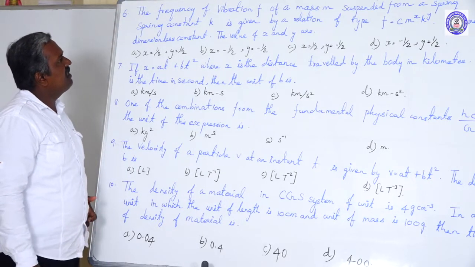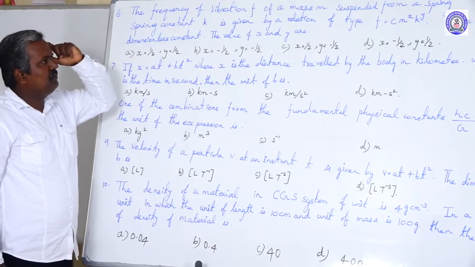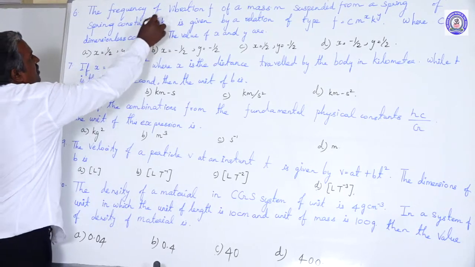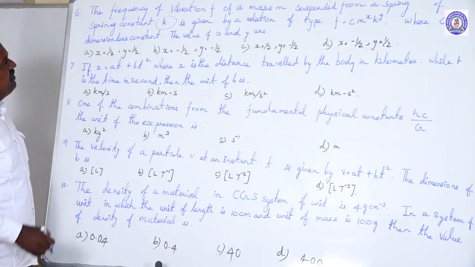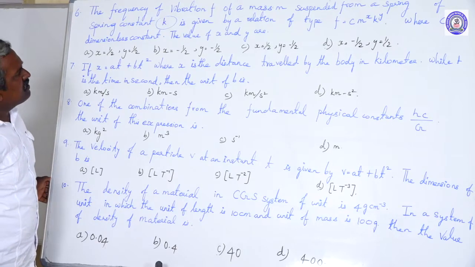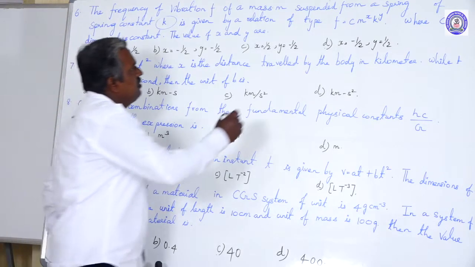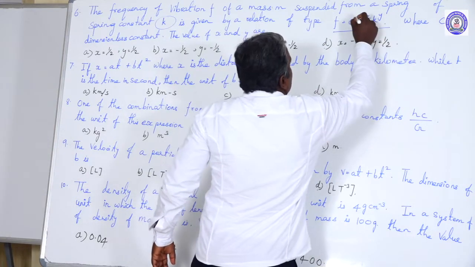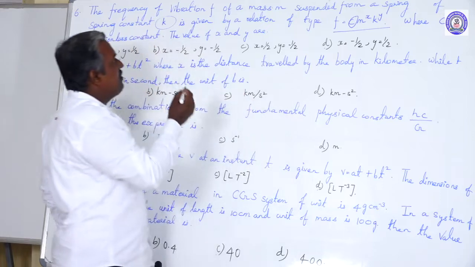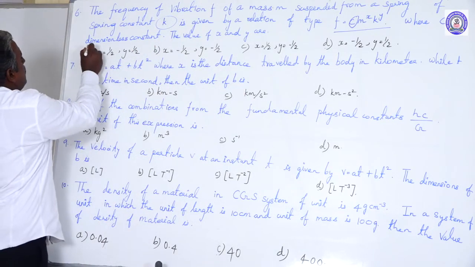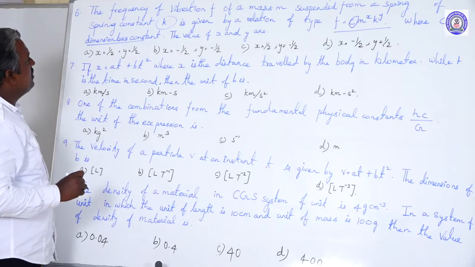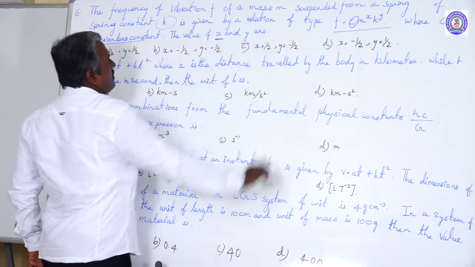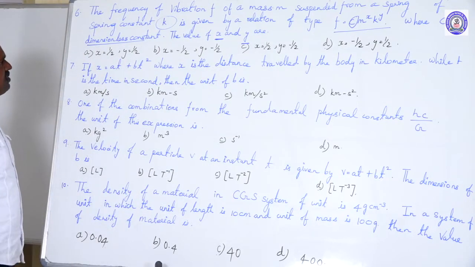Question number 6. The frequency of vibrations of a mass small m suspended from a spring of spring constant K is given by a relation of type F is equal to C m power x k power y. Here C is a constant. That means no dimension for this. Leave it. That is a dimensionless constant. The values of x and y are. That's all. Very simple method. Okay.